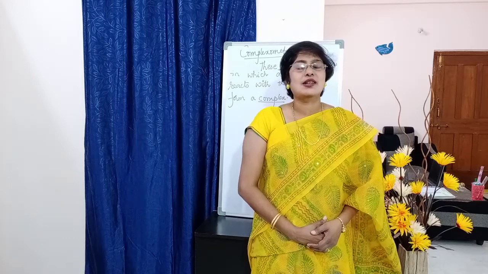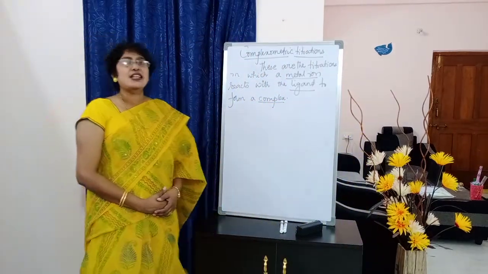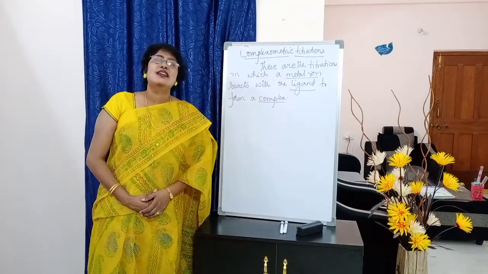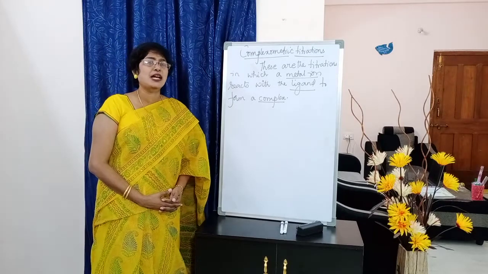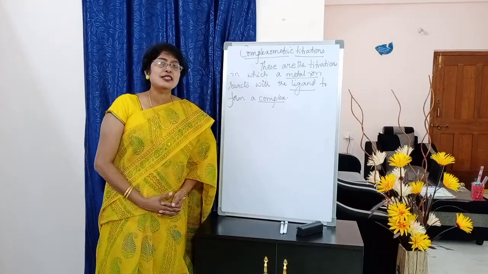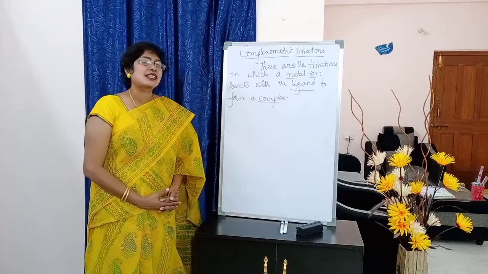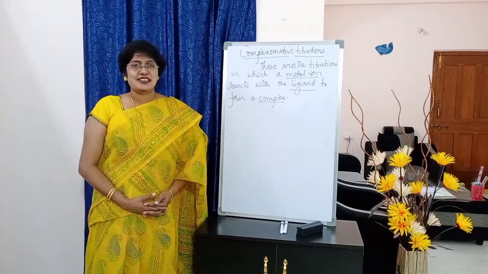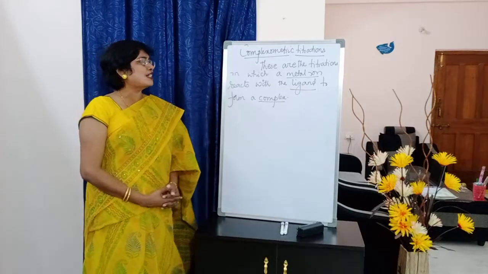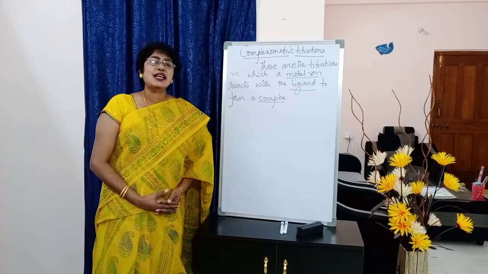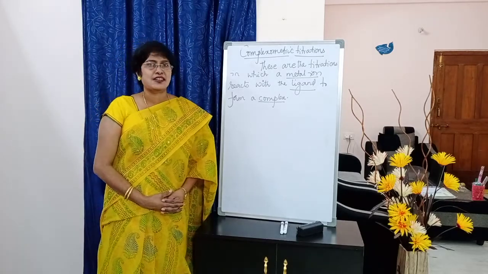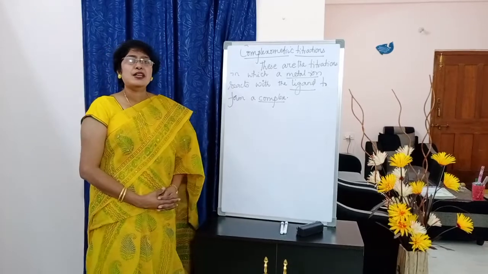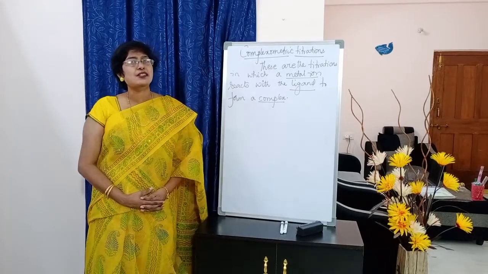Okay, so what are complexometric titrations, students? See, I have written on the board. These are the titrations in which a metal ion reacts with the ligand to form a complex. Students, you might be knowing the metal ions. Then what is meant by a ligand? It's nothing but which is capable of donating electrons. Okay, so the titrations which involve the reactions between metal ion and the ligands in order to form complexes are called as complexometric titrations. Okay, so take a fresh new page, put the heading complexometric titrations.